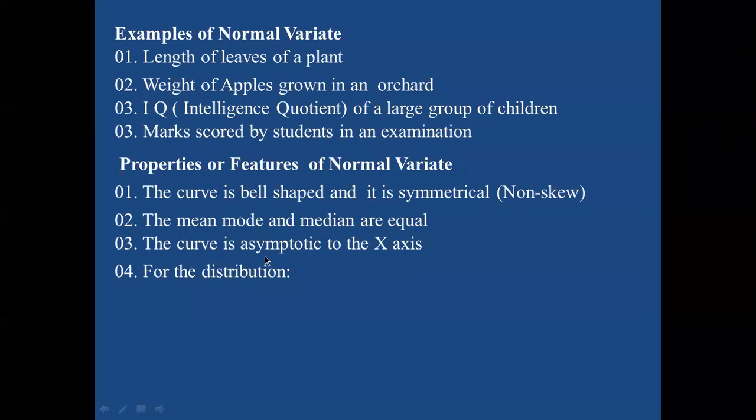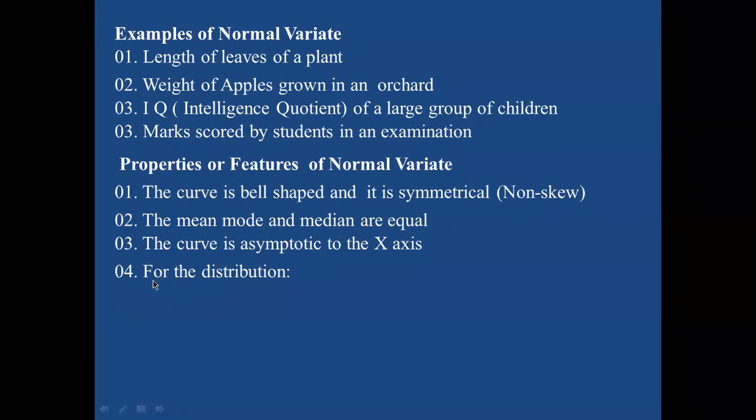The curve is asymptotic to the x-axis. Asymptotic to the x-axis means it touches minus infinity at the left hand side and plus infinity at the right hand side.